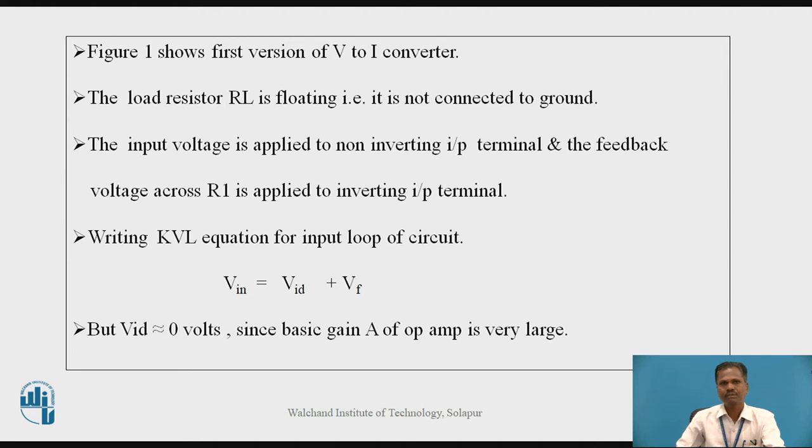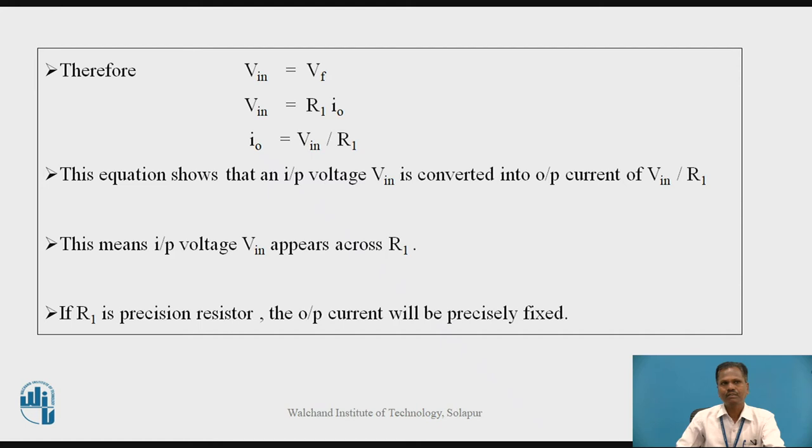So we can verify the working of this circuit by getting the equation for the output current. Let us write Kirchhoff's voltage equation for the input loop of this circuit. Vin is equal to VID plus VF, where Vin is the applied input voltage, VID is the differential input voltage of the operational amplifier, and VF is the feedback voltage. But VID is approximately 0 volts, since the basic gain A of the operational amplifier is very large, ideally infinity. So the differential input voltage tends to 0. Therefore, Vin is equal to VF.